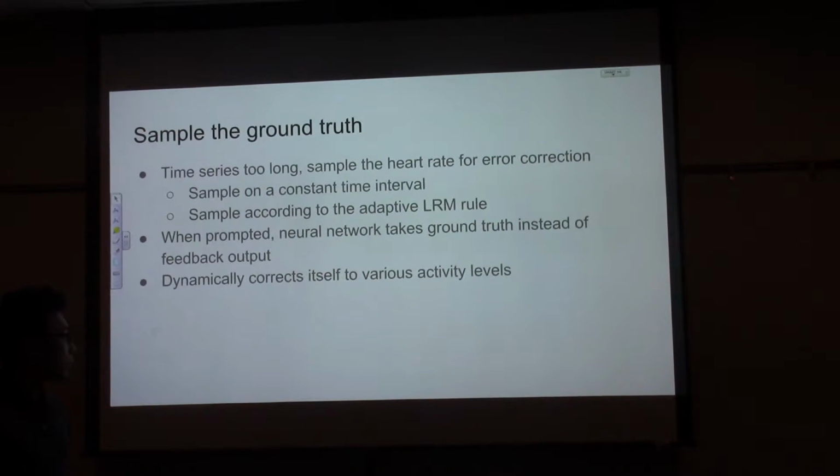Basically, it tells you when the network is going to take the ground truth data and use that as the input for the neural net instead of using the predicted value given by the network output. So this way it dynamically corrects the error.